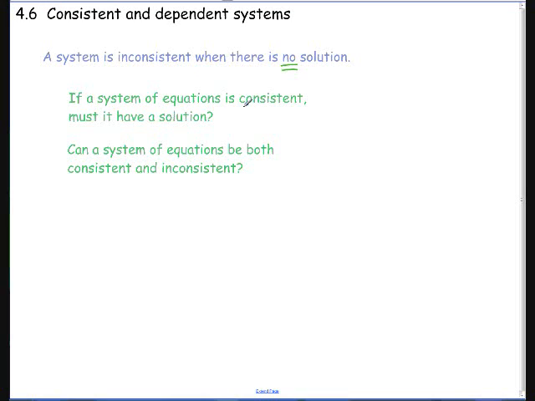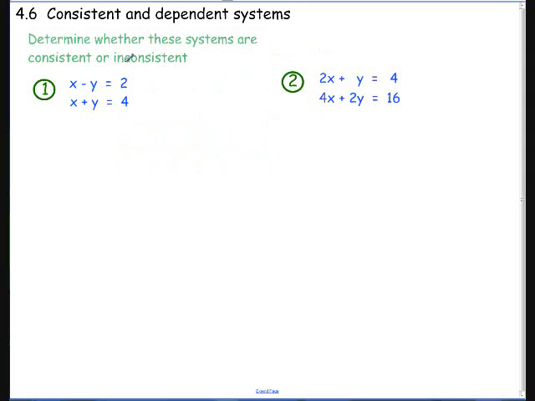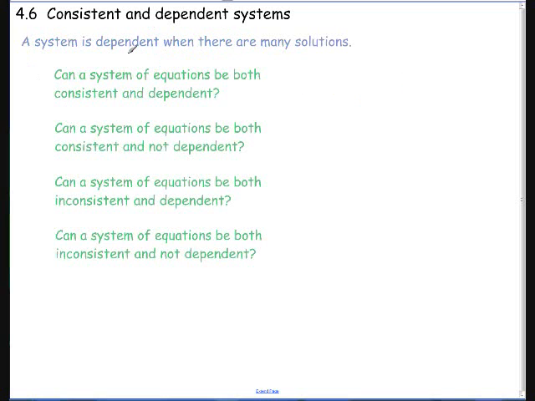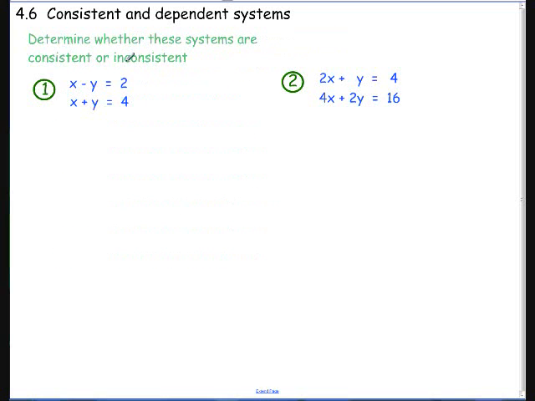If a system of equations is consistent, must it have a solution? Certainly. A system of equations is either one or the other here. In other words, it either has no solution and is inconsistent, or it has at least one solution and it is consistent. So the answer is yes. Can a system of equations be both? No. The other definition we're going to study will be dependent. We'll get to that in just a moment.